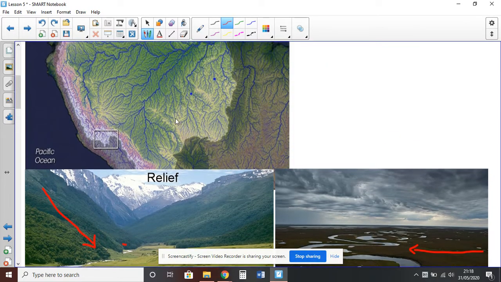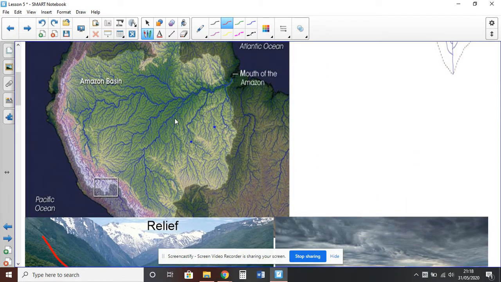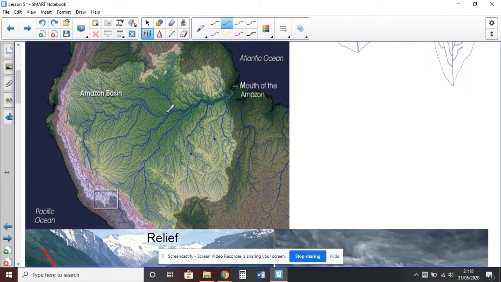Finally, the actual physical size of the drainage basin has a huge influence. The Amazon is a massive rainforest the size of Western Europe, and water that falls here could take months to drain its way down to the mouth of the Amazon, just because of the sheer size.